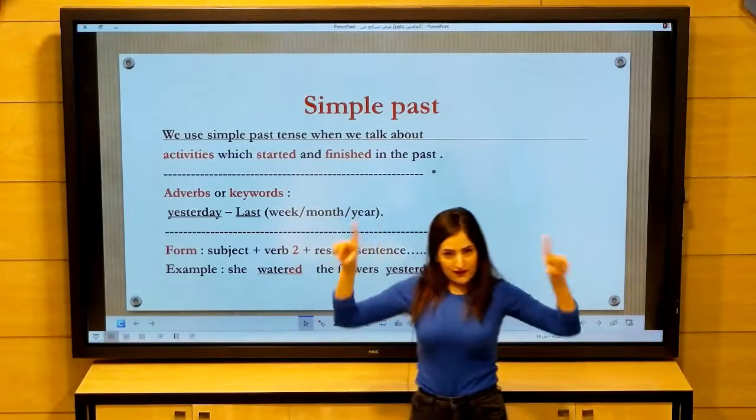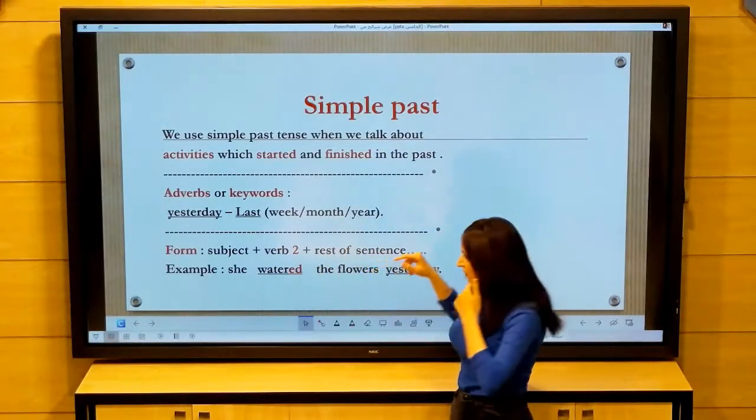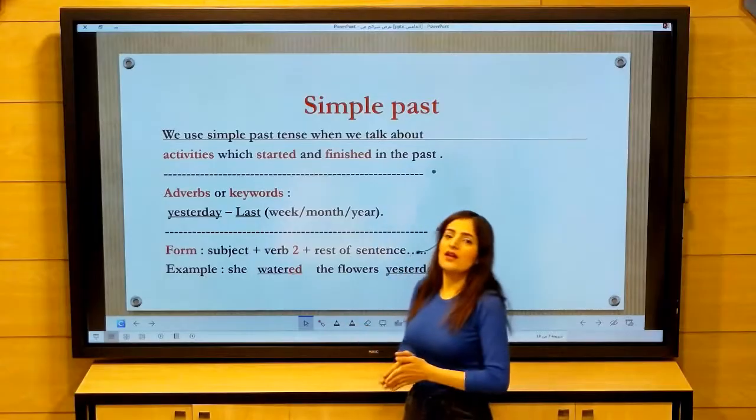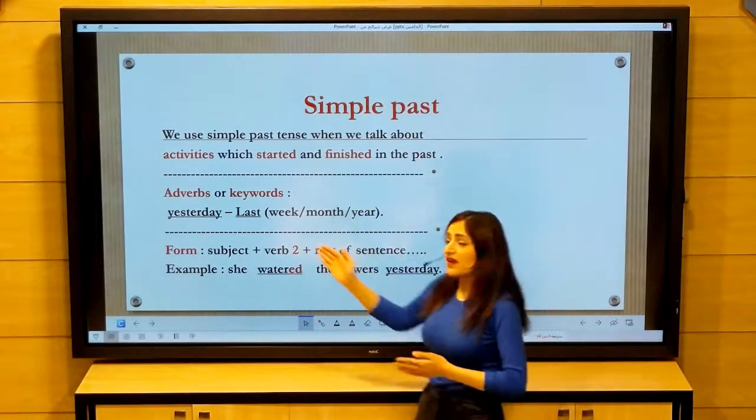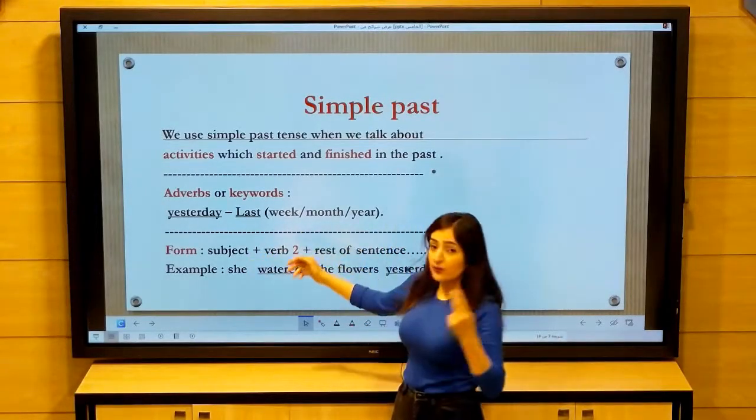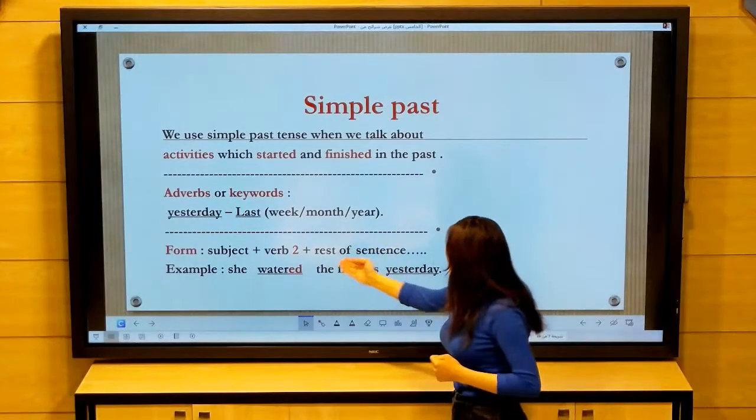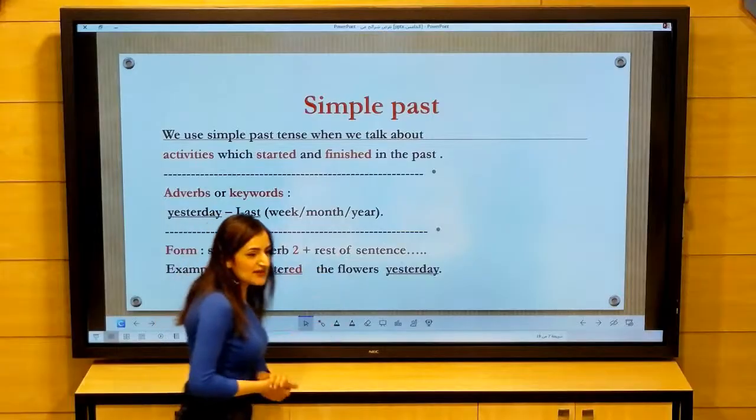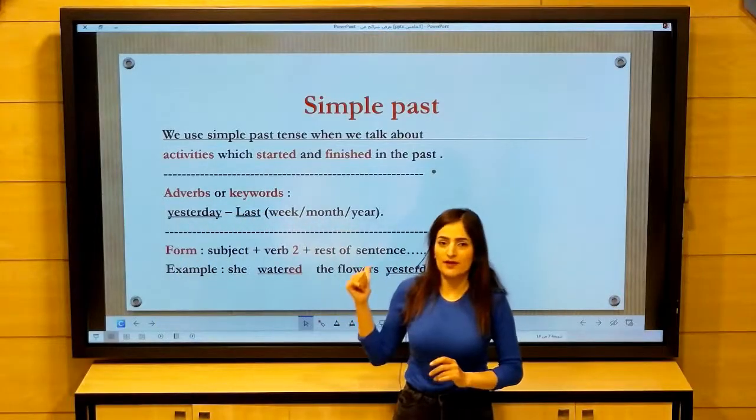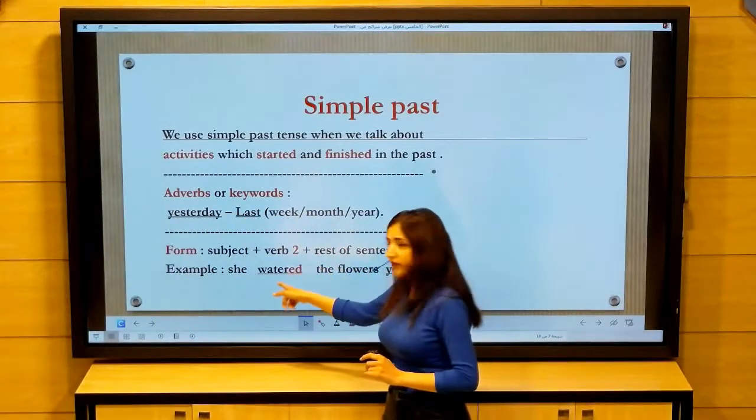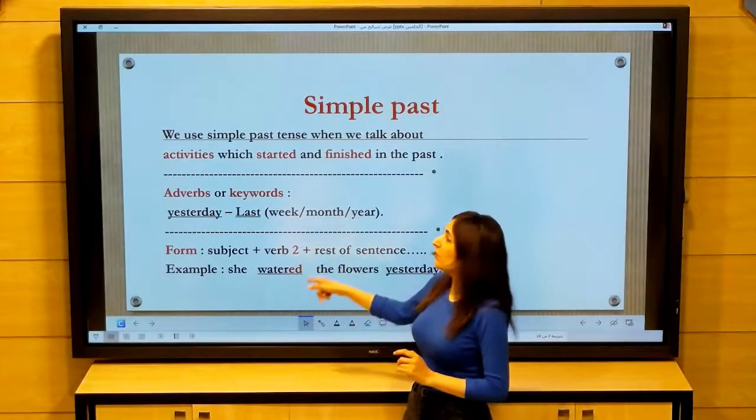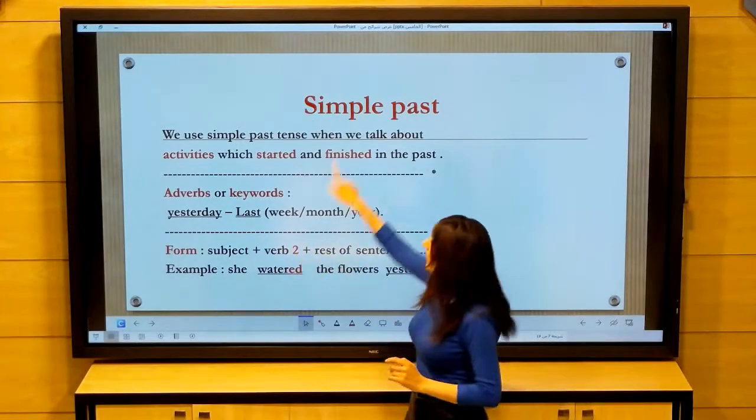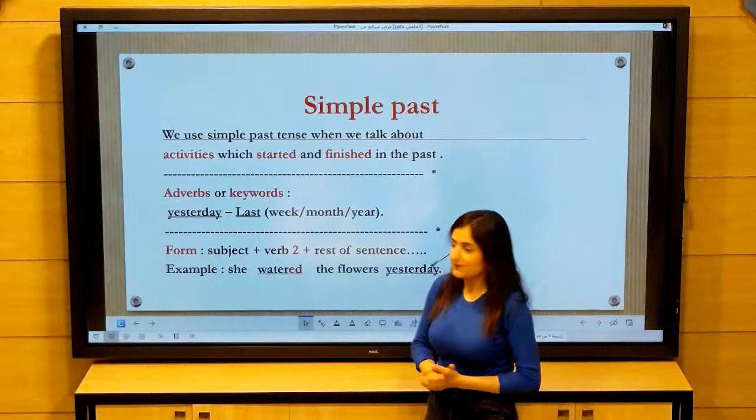The form of a sentence, when we make a sentence using past simple, we will start with subject, verb, rest of sentence. Example, she watered the flowers yesterday. She watered the flowers. We have here a regular verb. We add ed because we are talking about the verb with past simple.